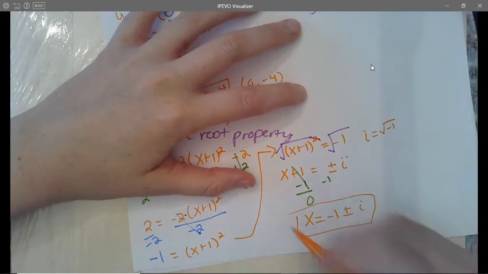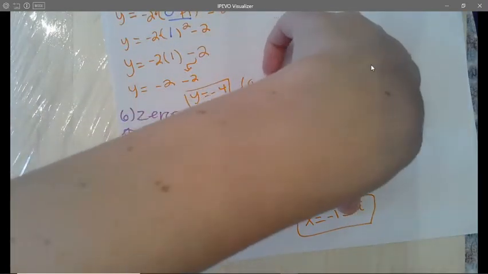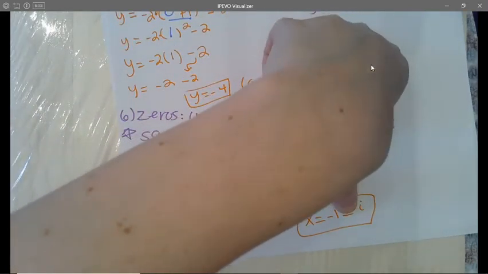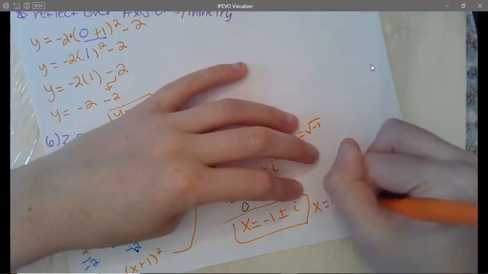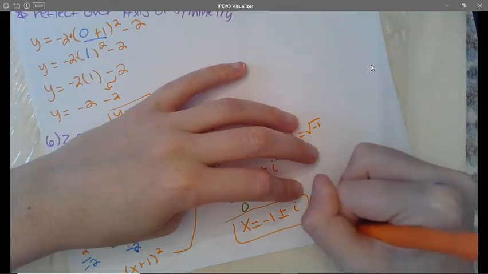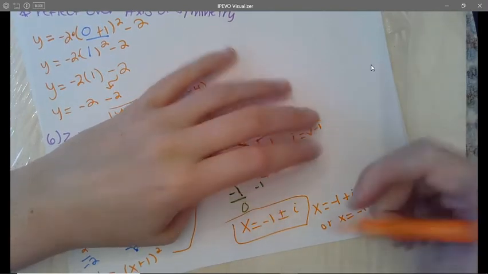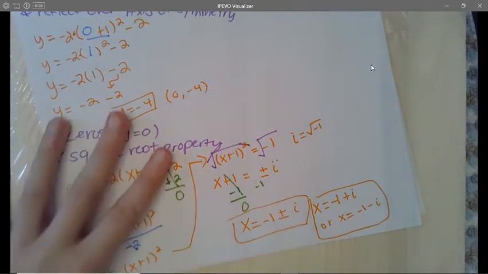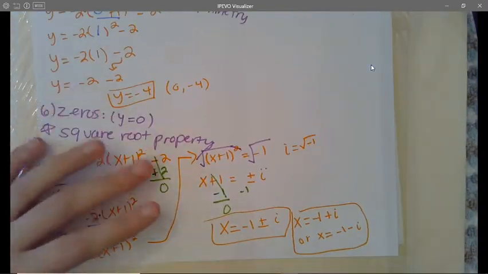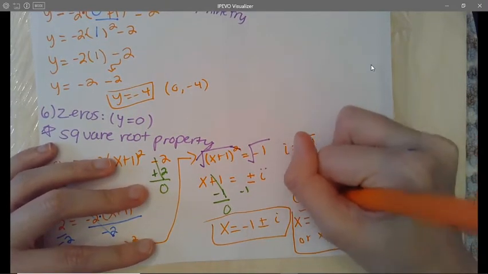Okay, so one time will be x equals -1 plus i. The second time will be x equals -1 minus the i. So you can write it like that. Like you could say x equals -1 plus i, or x equals -1 minus the i. So you can also write it like that. So if you guys see here, we ended up with imaginary or complex solutions. So these are complex solutions.